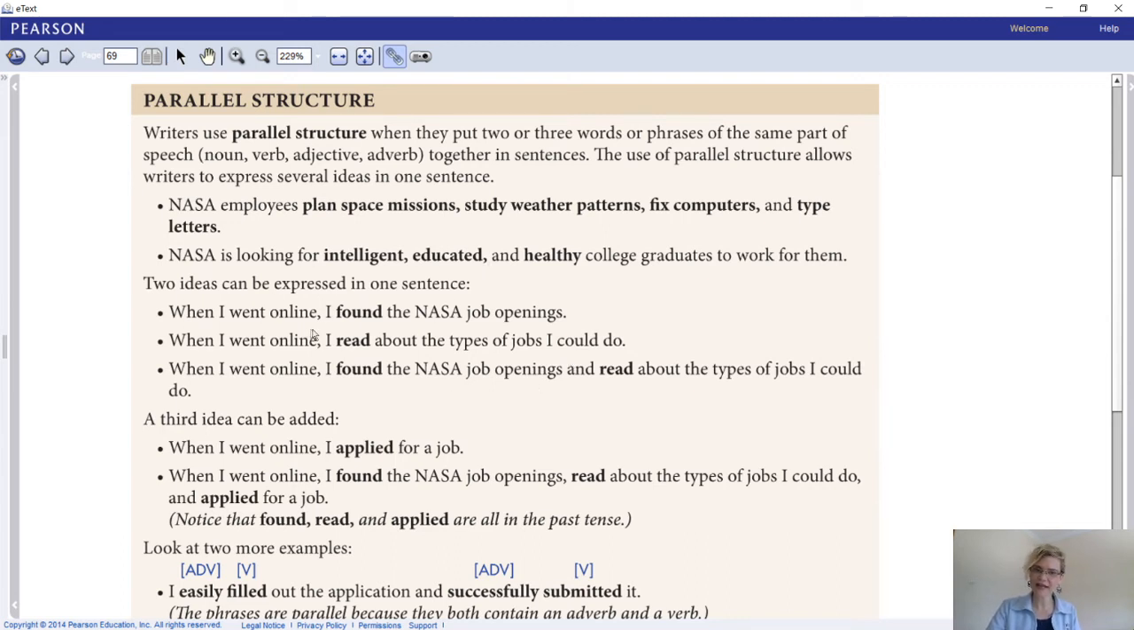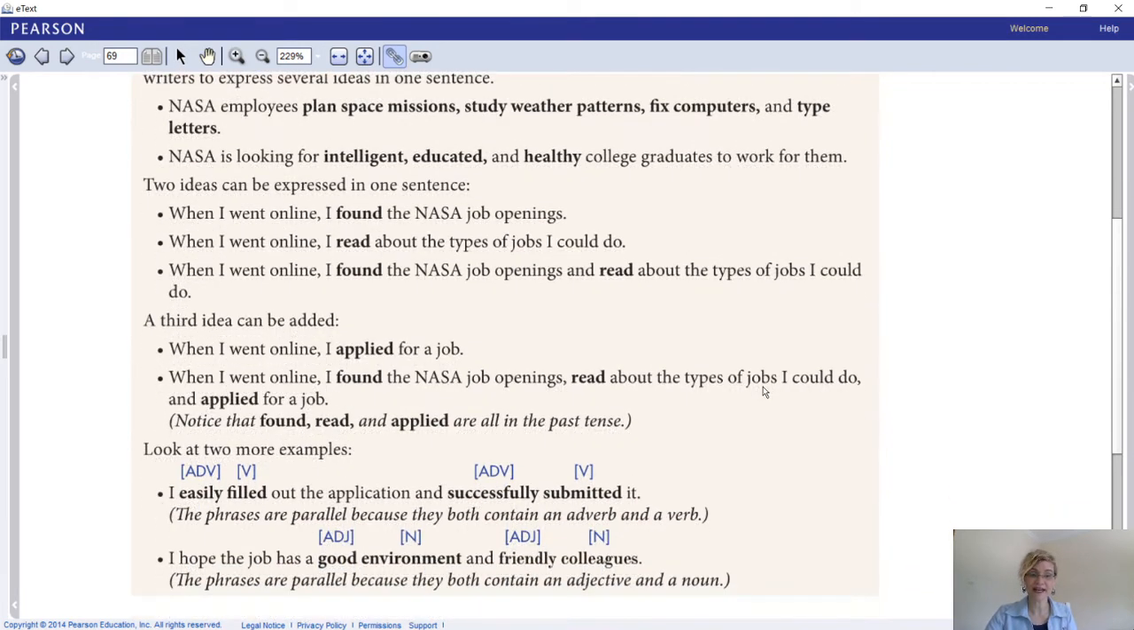When I went online, I found the NASA job opening. When I went online, I read about the types of jobs I could do. So we could say, when I went online, I found the NASA job openings and read about the types of jobs I could do. The third idea can be added.